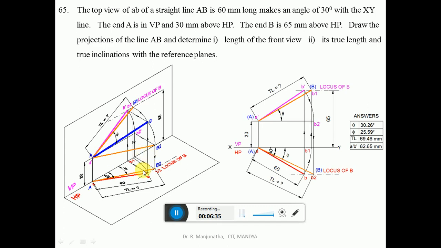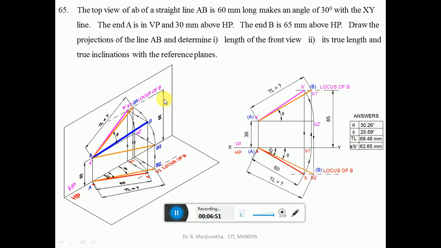Now join AB2 a little bit thicker than the projector line, which is going to be the true length, and the inclination made by this with respect to VP is phi. So this is how we will be able to analyze this problem in 3D.